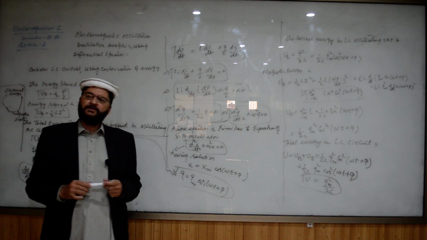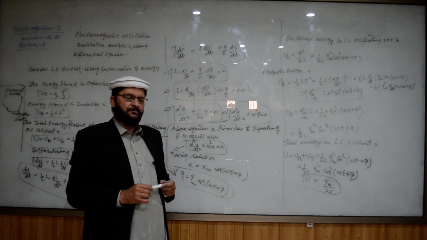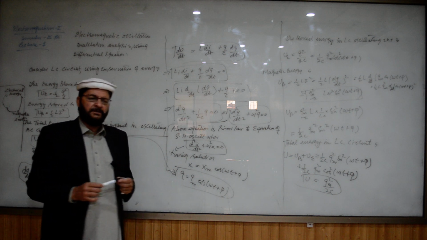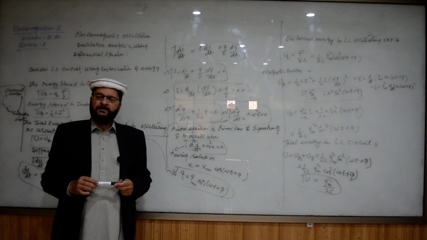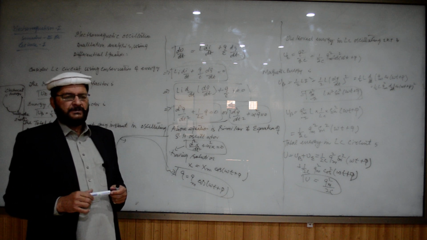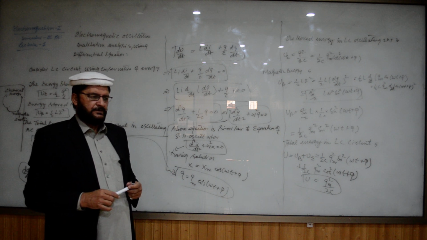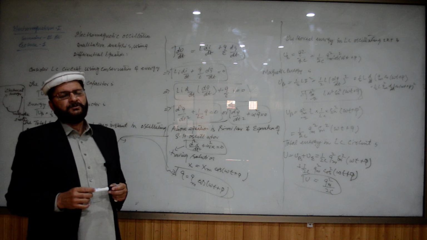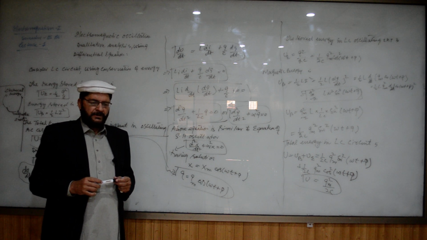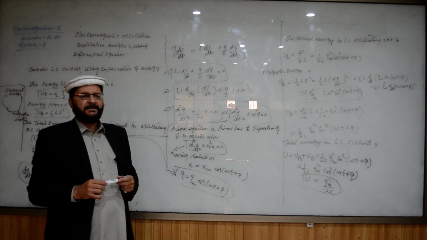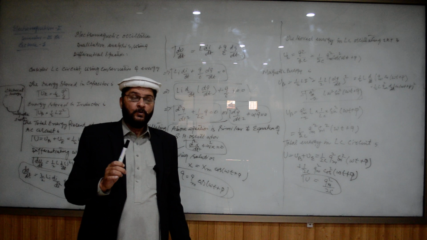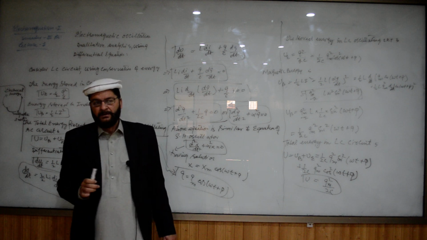Dear students, as we have already done the LC circuit without any source, you saw that in that case the energy was oscillating between L and C, just like the oscillation of a mass spring system. Similarly, if you have an inductance L and a capacitor C connected without a source, the energy oscillates between the inductor and capacitor. The conservation of energy is obeyed provided there is no resistance in the circuit at all.